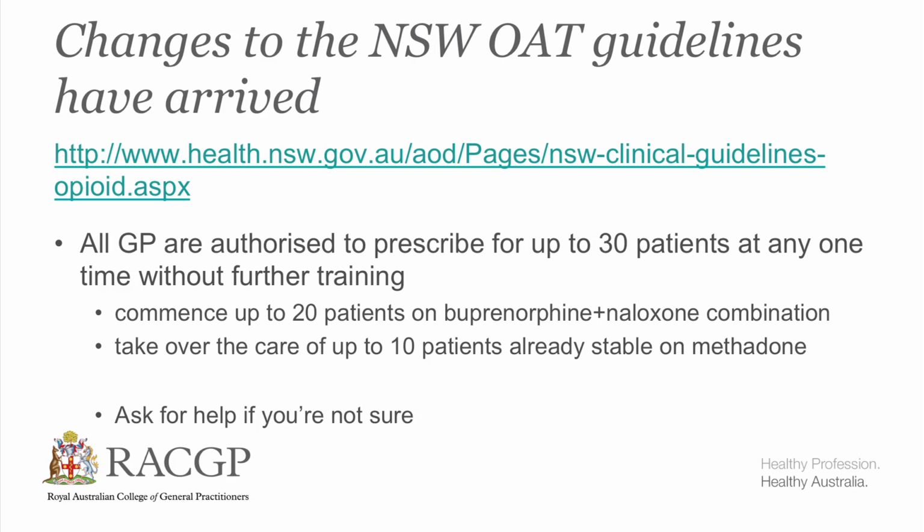Yes. So this is really exciting for me. We've been working on the new opioid agonist treatment guidelines for some time, and they are hot off the press. They were put up on the website yesterday. So there's the link there. And as I said before, all GPs are authorised to prescribe for up to 30 patients at any one time without further training. You can commence up to 20 patients on the buprenorphine naloxone combination and take over the care of up to 10 patients already stable on methadone.